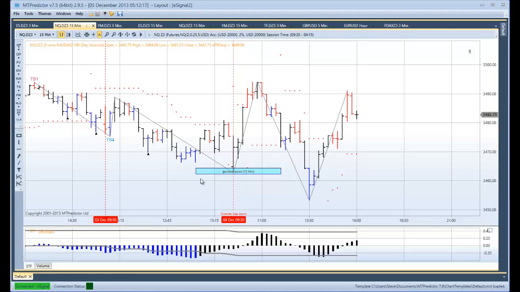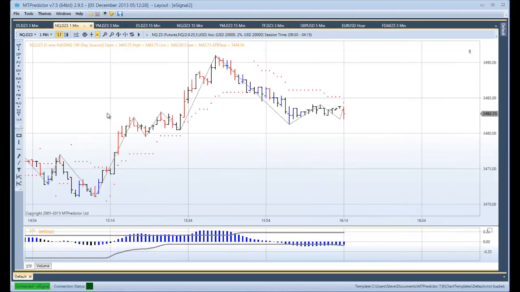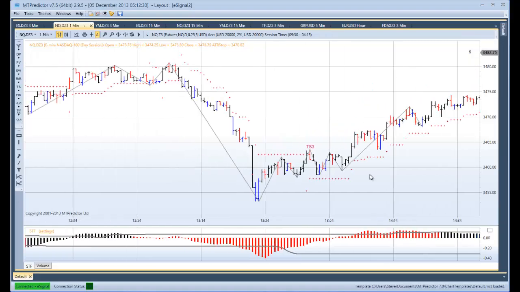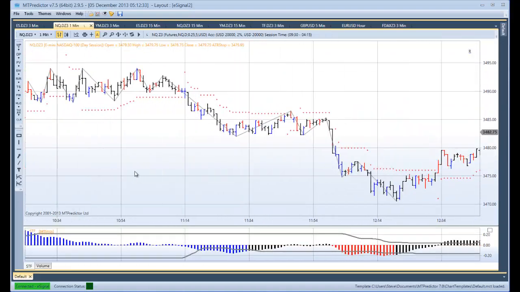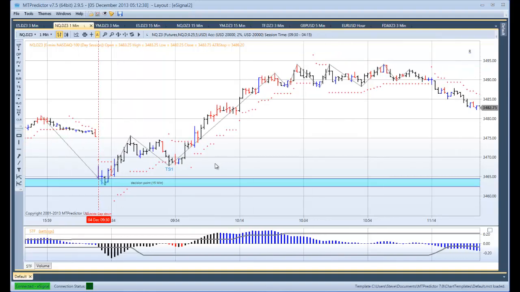So what we were looking at in yesterday's webinar was because there was good larger degree support here, we were able to go down to a very short time frame. And I actually went down to a 1-minute time frame, which I don't do very often. In fact, I do it very rarely, and only when there's a very clear picture of the larger degree trend. This is the only time I go down to such short time frames.